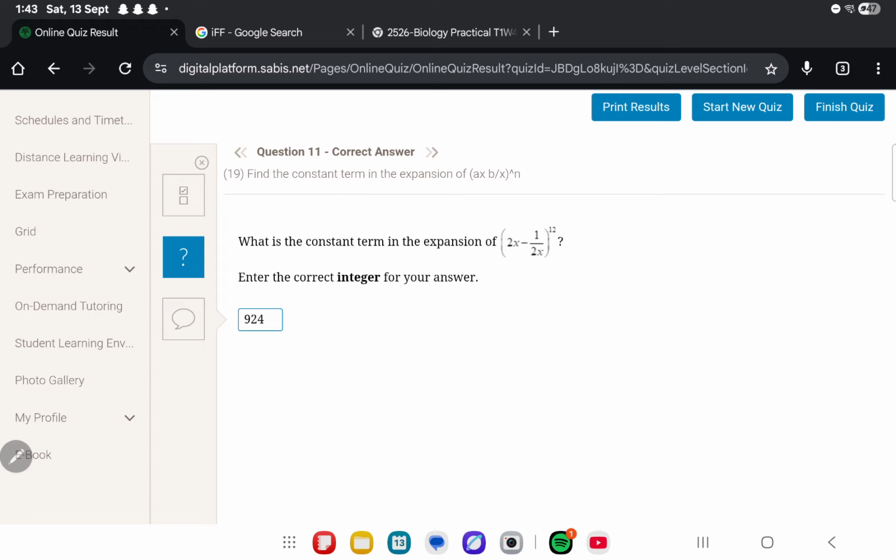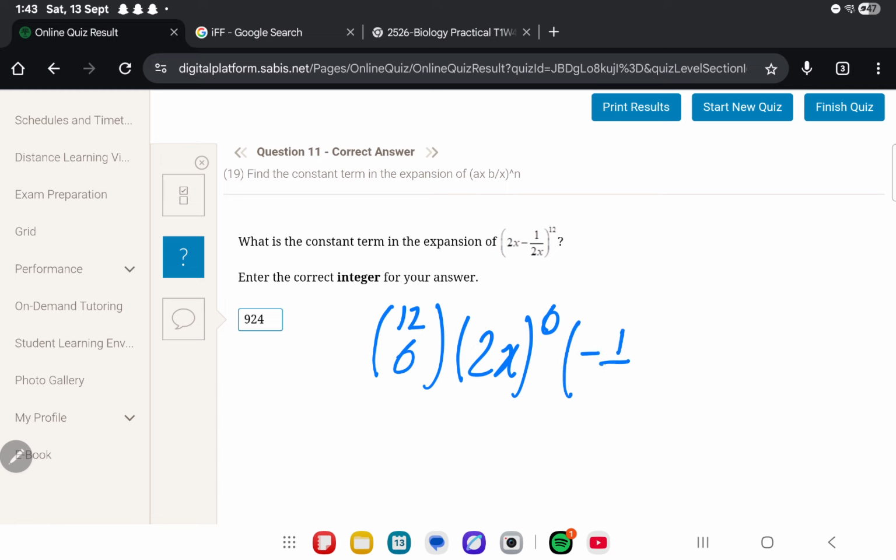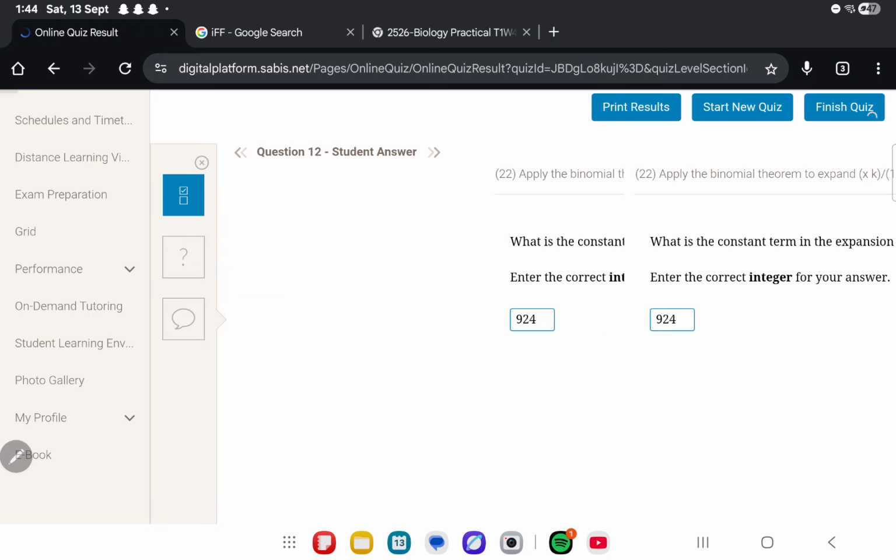Now you use this in the expansion. So it's going to be 12C6 times 2x to the power of 12 minus 6, which is 6, times minus 1 over 2x to the power of 6. This is going to equal 12C6 times 2 to the power of 6, which is 64, times negative 1 over 2 to the power of 6. It's going to be 924. Again, no x because it's just a constant. So 924 is our answer.